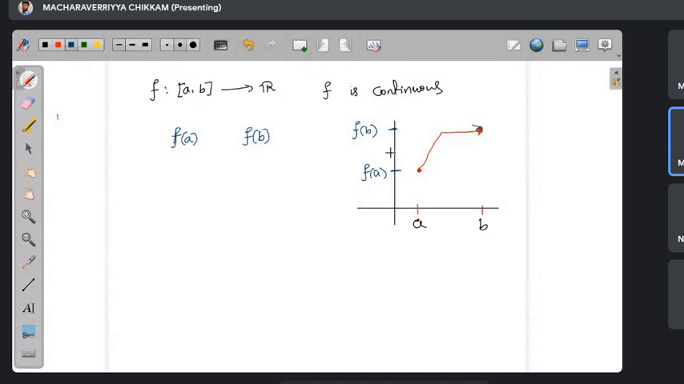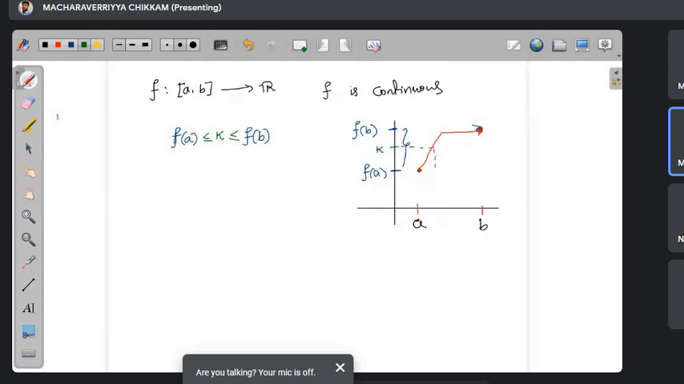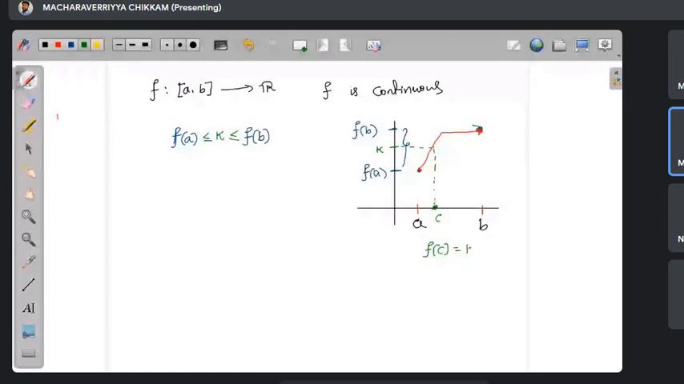Now you pick up any point between these two, that is K. So I'm picking a K so that f of A is less than or equal to K is less than or equal to f of B. Now the intermediate value theorem says there is a point in the domain related to K whose image is K. It means you can find some C here so that f of C is equal to K. This is what the intermediate value theorem says: whenever the function is continuous on AB, you take any value between f of A and f of B.